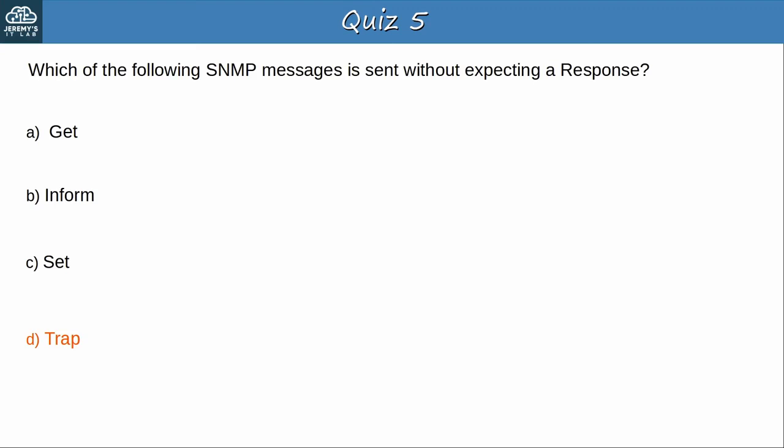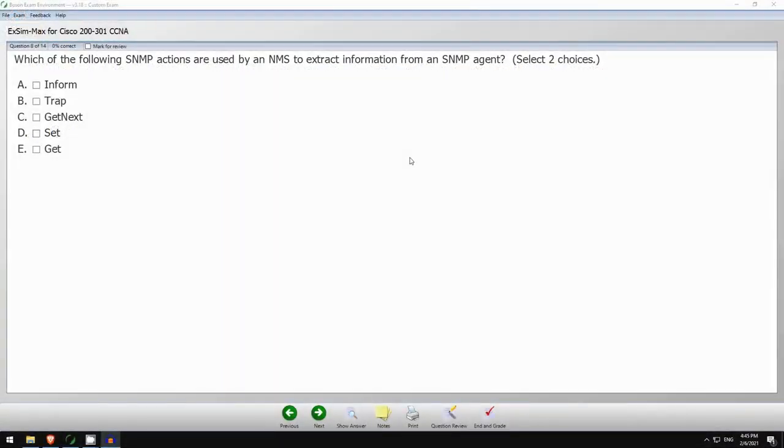Next, let's take a look at a bonus question in Boson Software's XSIM for CCNA. Okay, here's today's Boson XSIM practice question. Which of the following SNMP actions are used by an NMS to extract information from an SNMP agent? Select 2 choices. So here are the choices. We have inform, trap, get next, set, and get. So pause the video now to think about the answers.